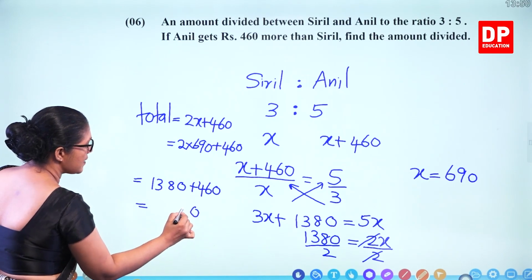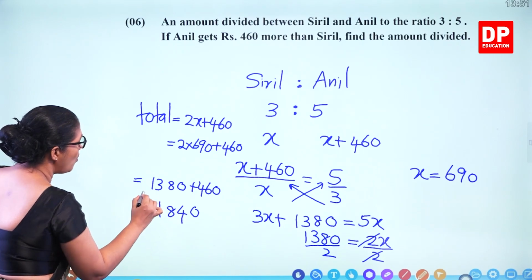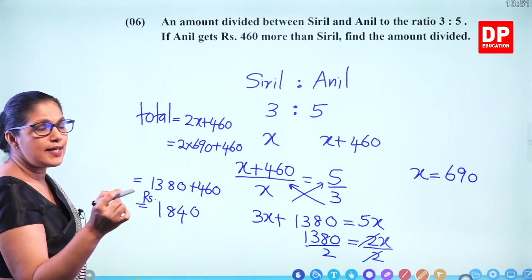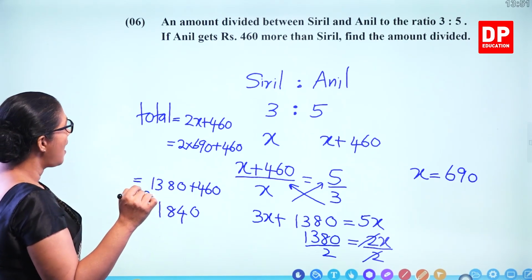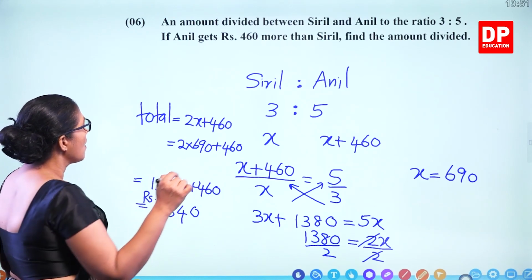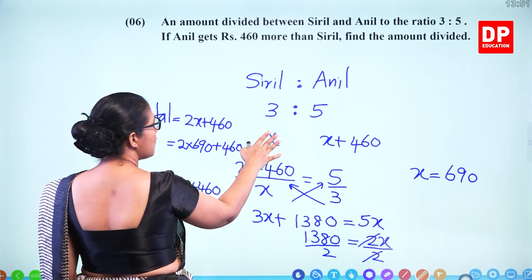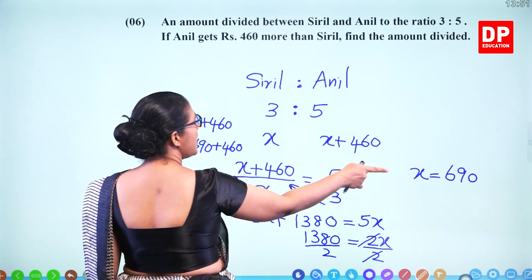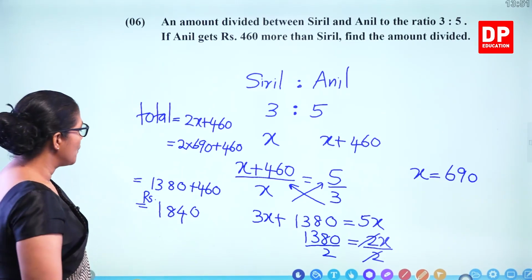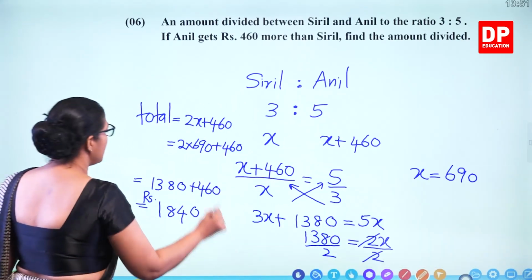0. 8 plus 6, 14. 1 remaining, 8, 1. 1,840 rupees divided among Cyril and Anil. So that means 1,840, 690 for this person, 690 plus 460 for Anil. So 2 marks for that. So you get 2 marks for this question.